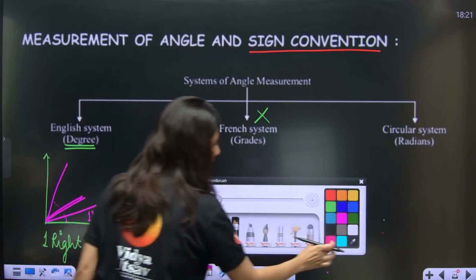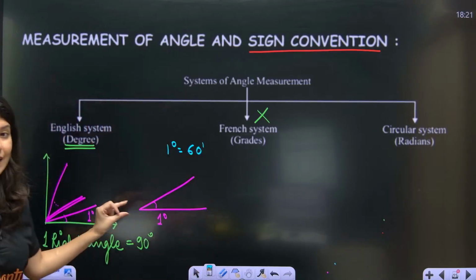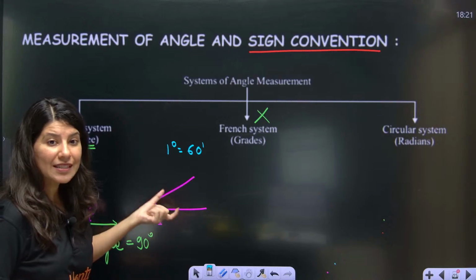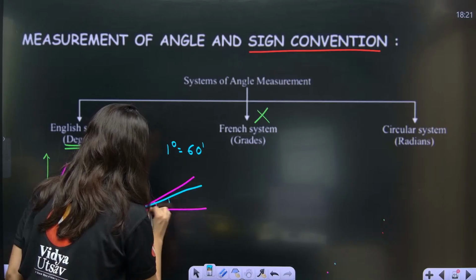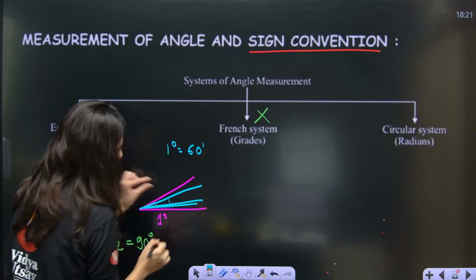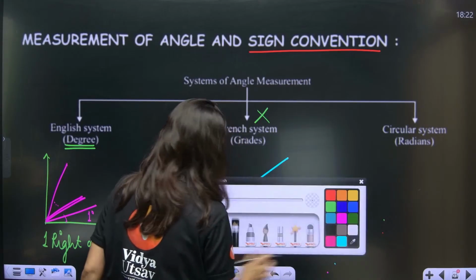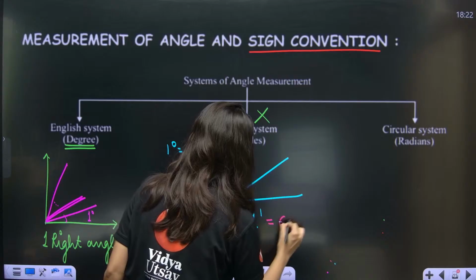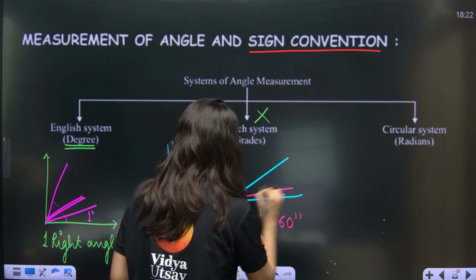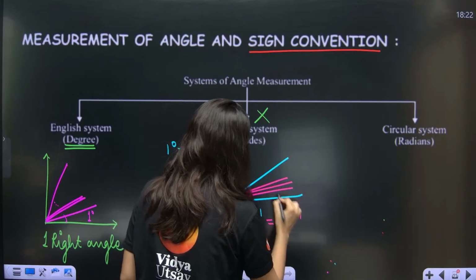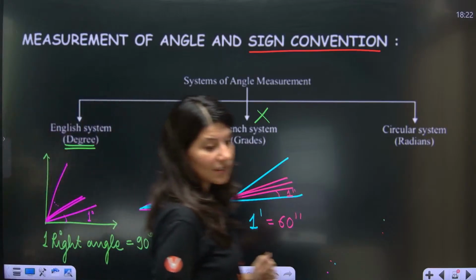Now you know the conversion: 1 degree is 60 minutes. This whole thing is 60 minutes. If I divide this 1 degree into 60 equal parts, one part will represent 1 minute. Now you know that 1 minute is nothing but 60 seconds. So if I divide this minute into 60 equal parts again, this is your 1 second. This is how your degree system works. Everybody?